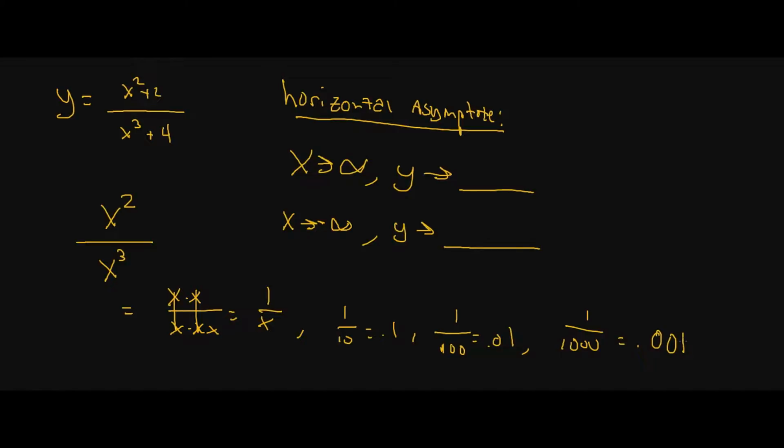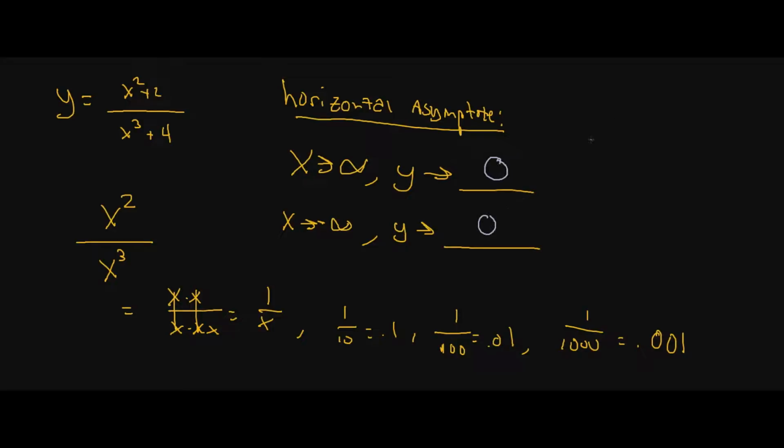Well, what's happening to my y values now? You can see that the bottom is getting bigger, so the whole thing is becoming a smaller and smaller number, and it's approaching 0. 0.1, 0.01, 0.001. So this is approaching 0.